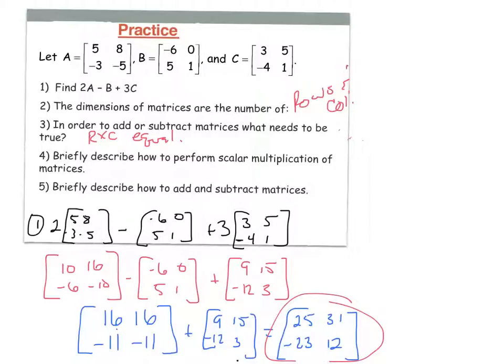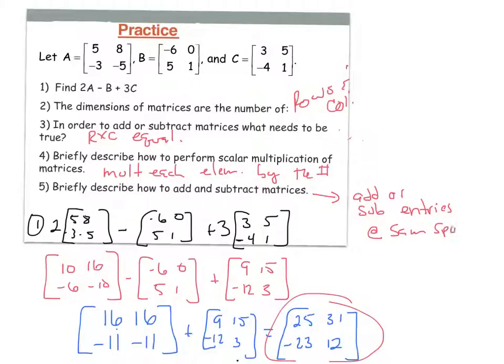Briefly describe how to perform scalar multiplication of matrices. You multiply each term by the scalar. So multiply each element by the number outside, 3, 4, 2, whatever. And how to add or subtract matrices? For this one, you would just add or subtract, depending on the operation, entries at the same spot. And that's it. Okay, so that's how we add, subtract, and perform scalar multiplication.